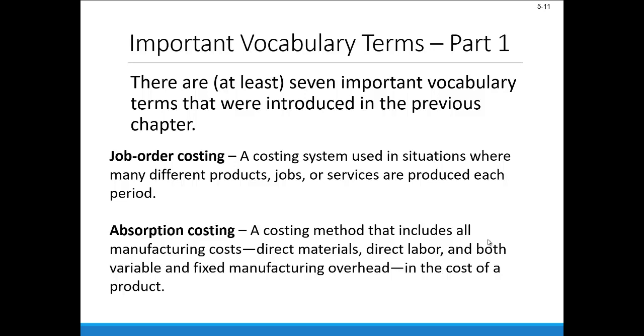The first is our job order costing systems in general. Let's keep in mind that those systems are most appropriate for firms who are making products that aren't mass produced, or providing services that aren't the same from one customer to the next. So there's some level of customization or variation in products. Absorption costing is a costing method that we've been assuming really all semester, and that just says that all manufacturing costs, so direct materials, direct labor, and then all manufacturing overhead, variable and fixed, are included in the cost of a product.